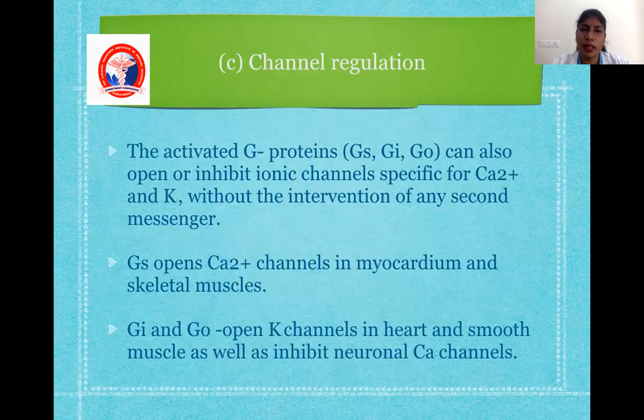The third thing is we'll discuss channel regulation, how all these channels are regulated within the GPCR. The activated G proteins, which are Gs, Gi, Go, whatever it is, can also open, close or inhibit the ionic channels specific for calcium and potassium, without the intervention of any second messenger. So Gs, what happens? It opens the calcium channel in the myocardium and the skeletal muscles. Gi and Go open the potassium channels in the heart and the smooth muscles as well as inhibit calcium channels even. Okay, this is how the channels are regulated within the GPCR.